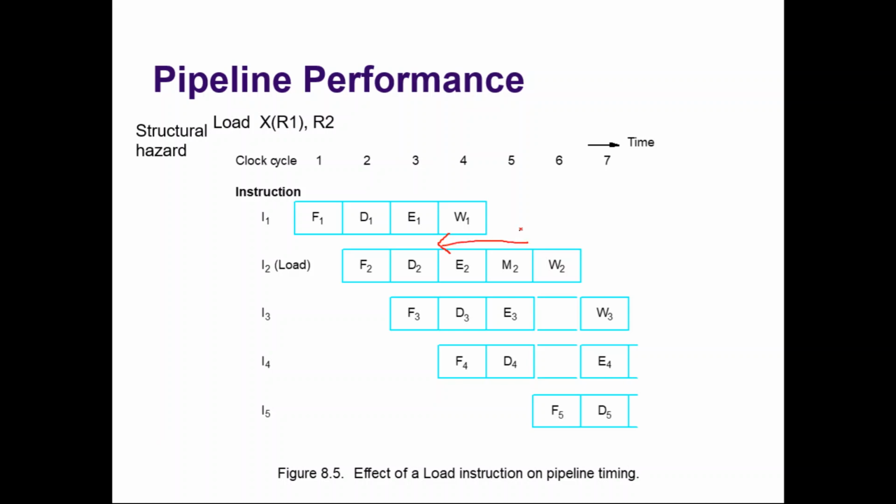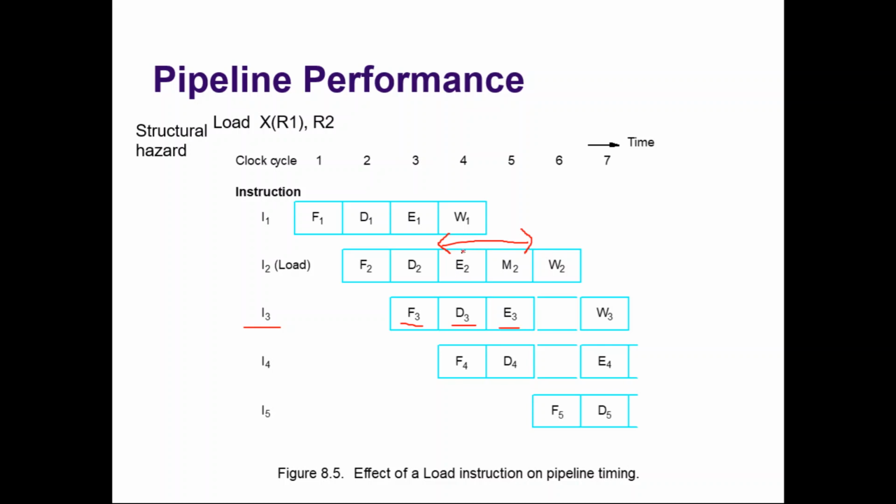Now what will happen? There will be a hazard. How the hazard? Let us see. Now instruction 3 is fetched during the 3rd clock cycle. It is decoded during the 4th clock cycle. It is executed during the 5th clock cycle.